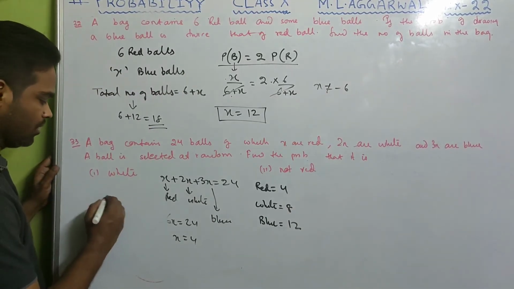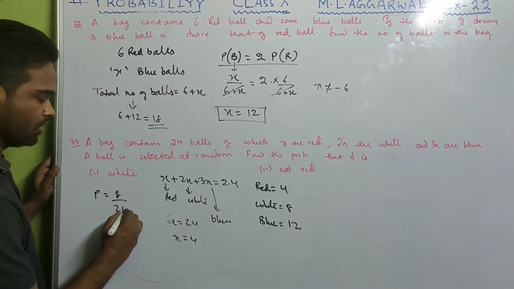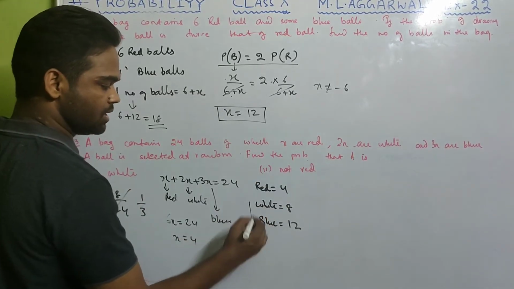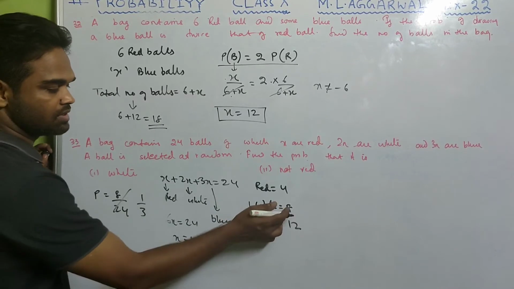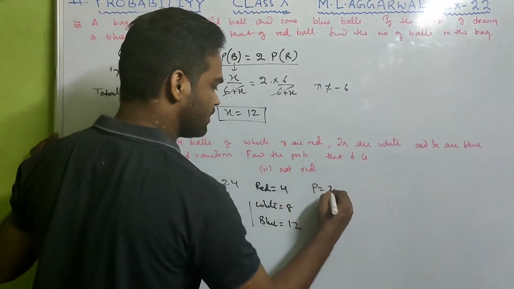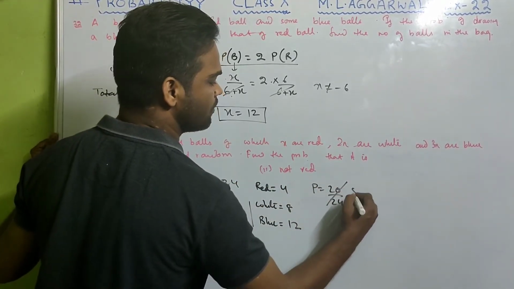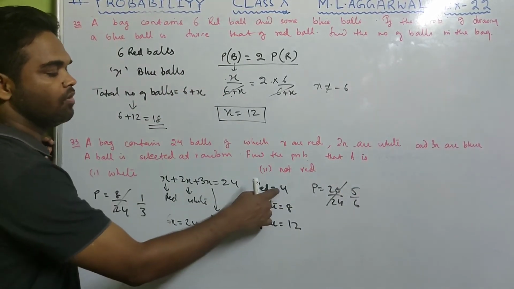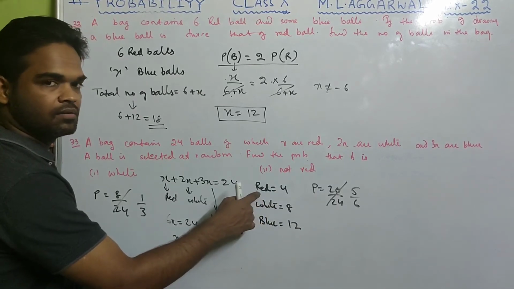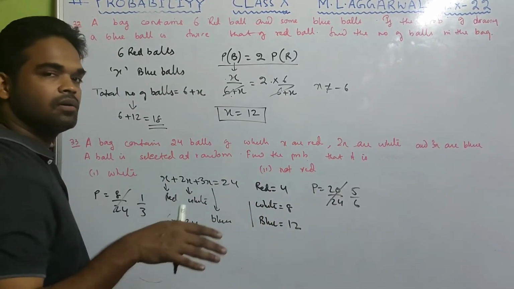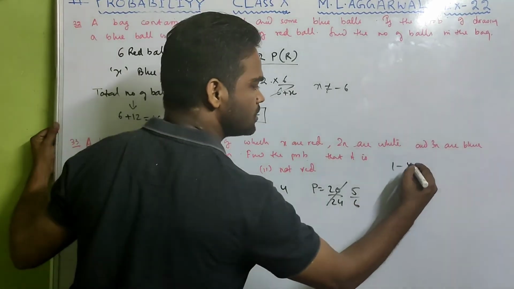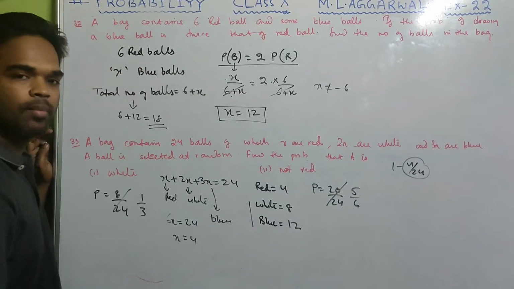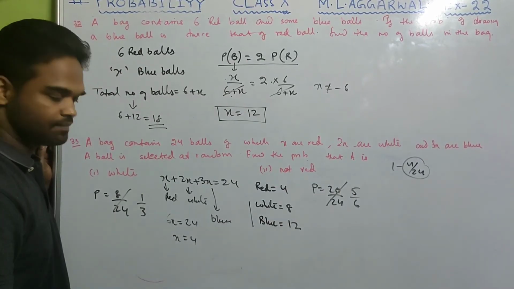Now, probability of white ball will be 8 by 24, that's 1 by 3. Probability of not red, which means either white or blue, that's 8 plus 12, 20 favorable outcomes out of 24, that's 5 by 6. Done. Or you can do 4 by 24, probability of red, then 1 minus 4 by 24. That also you can do. This is for red, and not red will be 1 minus 4 by 24. That comes to the same thing.